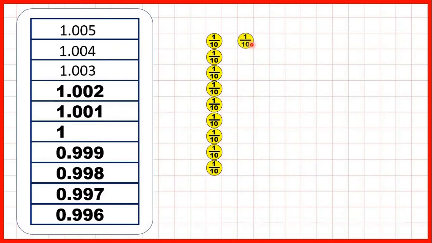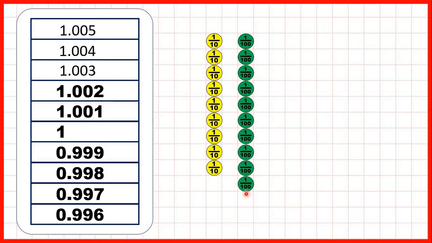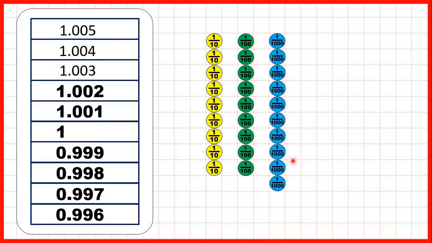Then we can take one of our tenths and exchange it for 10 hundredths, because 10 hundredths is the same as 1 tenth. And finally, we can exchange again, taking one of our hundredths and exchanging that counter for 10 thousandths counters. So now we can keep on taking away thousandths until we get to 0.996, so that's 9 tenths, 9 hundredths and 6 thousandths.